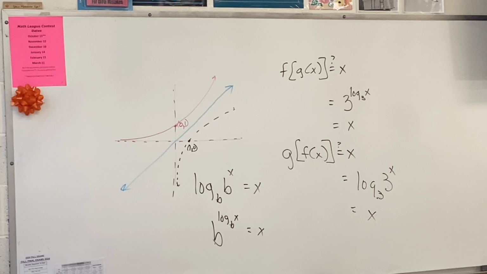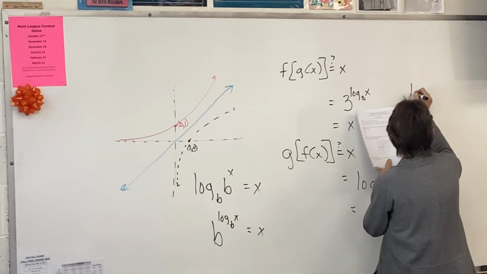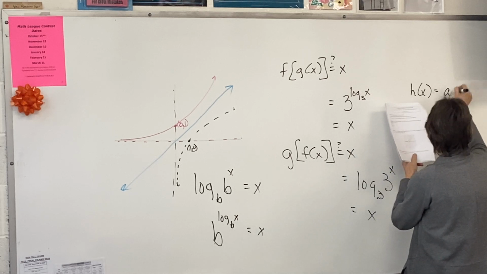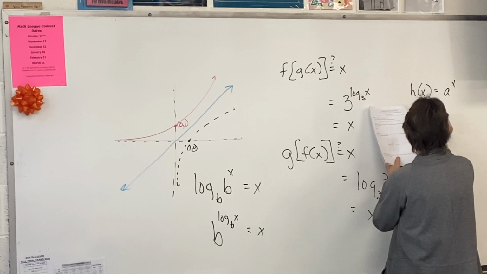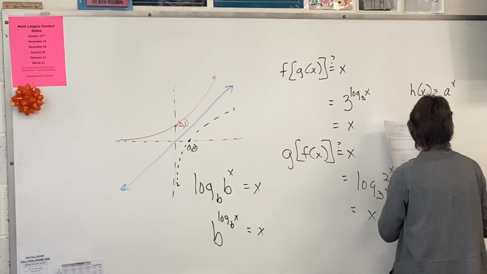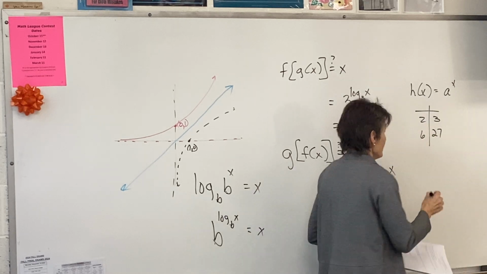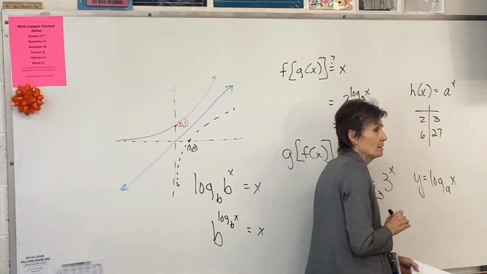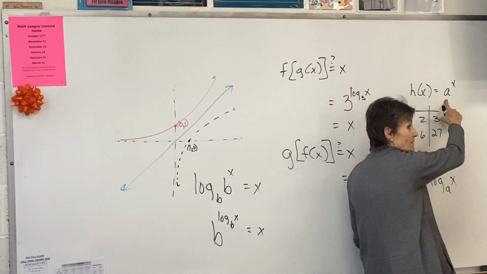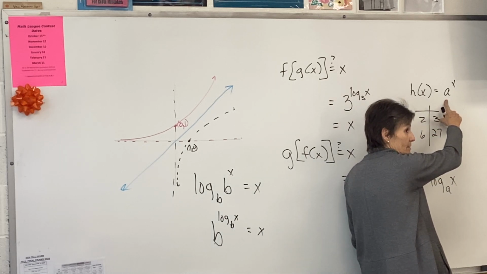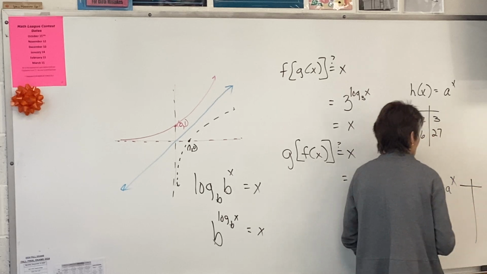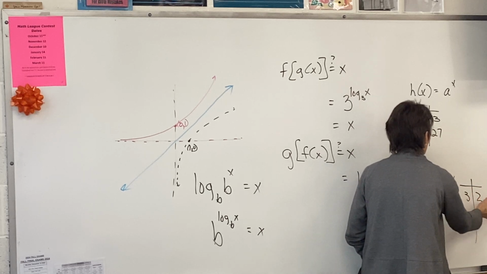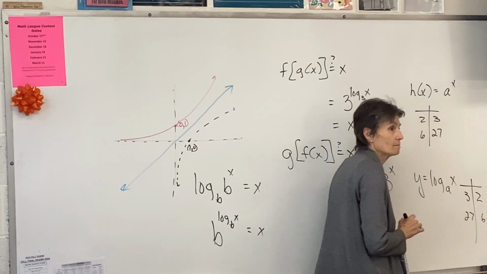All right, one more thing to do here, and then we'll do some check your understanding. Let's look at example 4. The exponential function contains the point (2, 3), and (6, 27). So this is your exponential. So y equals log base a of x will be the inverse of this. So what will his ordered pairs be? (3, 2) and (27, 6).